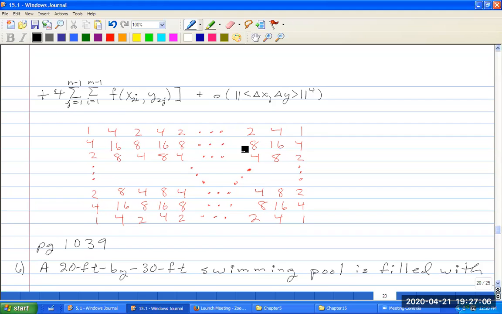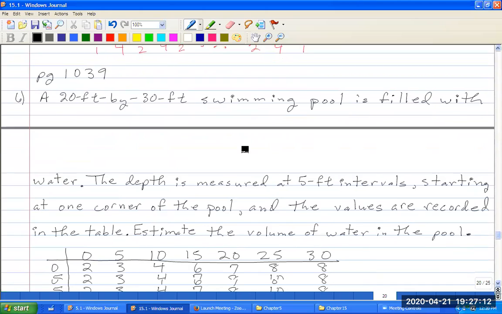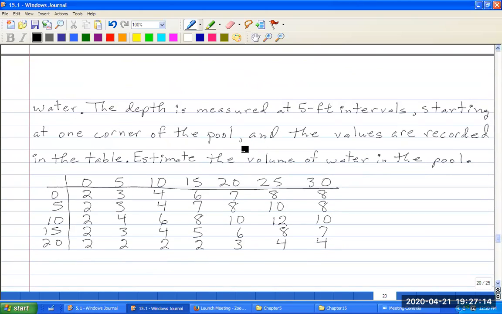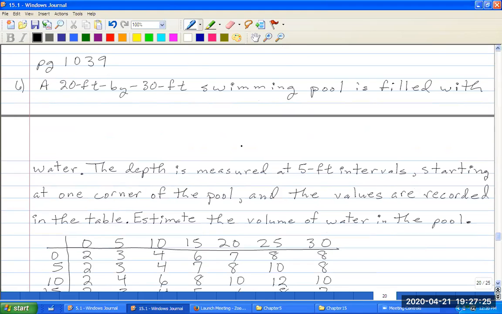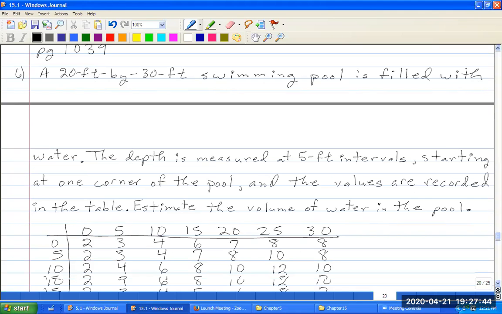Okay, so we've got 5 minutes. Let's do problem number 6 on page 1039. A 20-foot by 30-foot swimming pool is filled with water. The depth is measured at 5-foot intervals starting at one corner of the pool, and the values are recorded. Estimate the volume of the water in the pool.